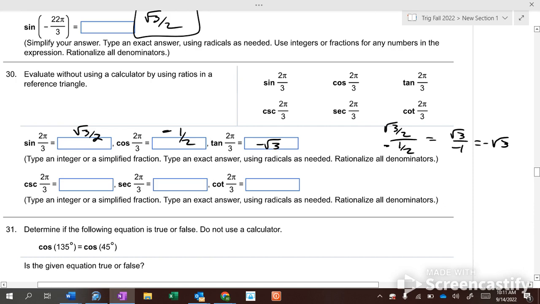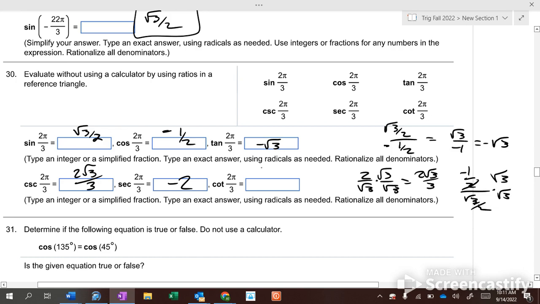Cosecant is 2 over square root of 3. So multiply top and bottom by square root of 3. So it's 2 square root of 3 over 3. Secant is negative 2. And cotangent, if you flip tangent over, negative 1/2 over square root of 3 over 2. The 2's cancel. If you multiply top and bottom by square root of 3, you get negative square root of 3 over 3.